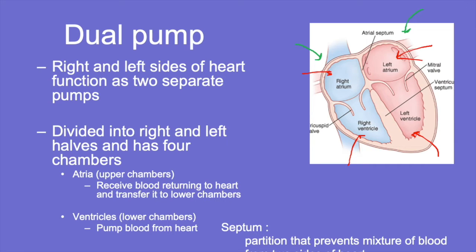And then we have the septum of the heart. So this divides the different chambers of the heart. We have an atrial septum that divides those atria, and then the ventricular septum that divides the ventricles. We don't want to be mixing deoxygenated with oxygenated blood, so these are important.